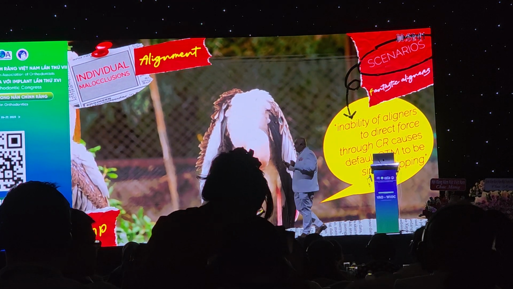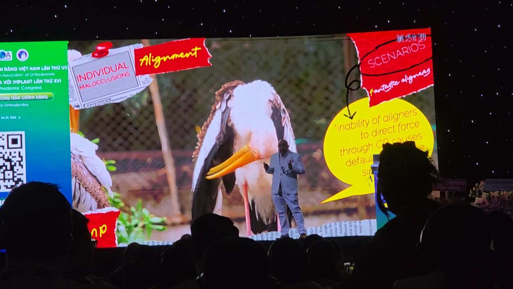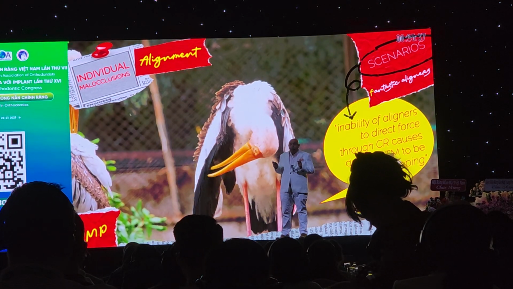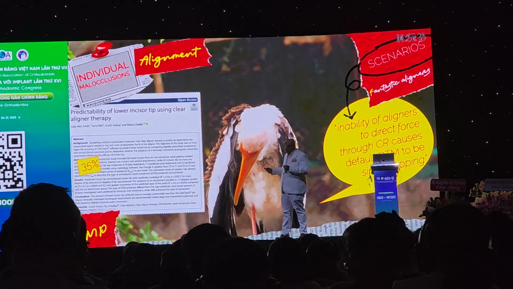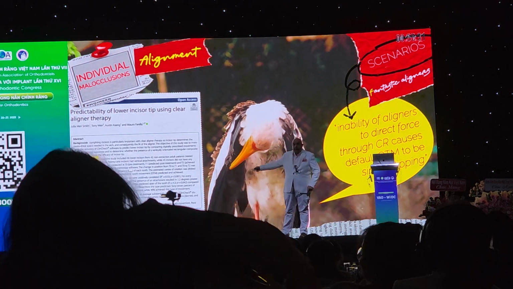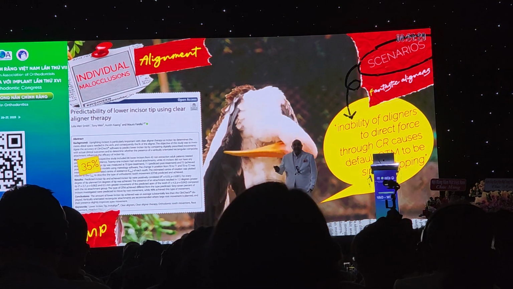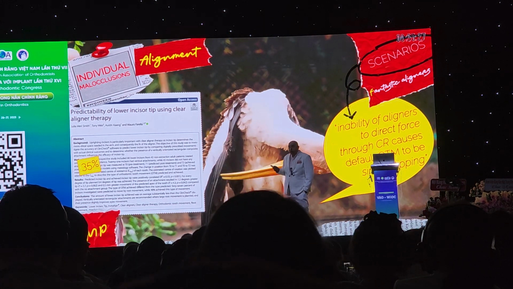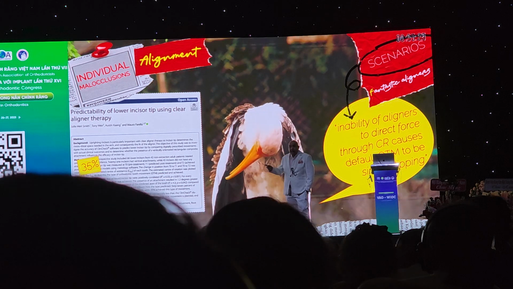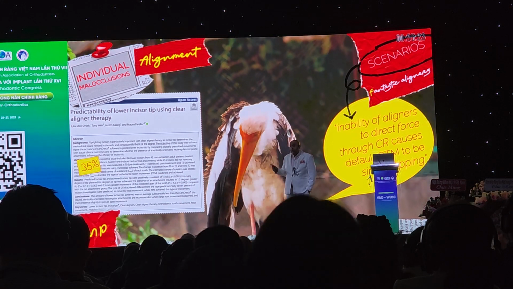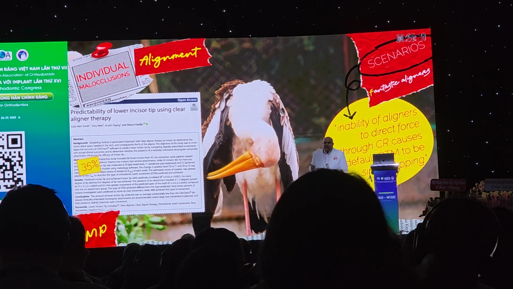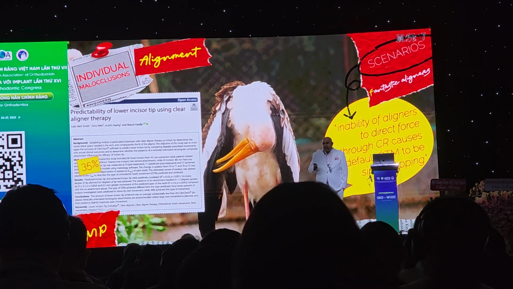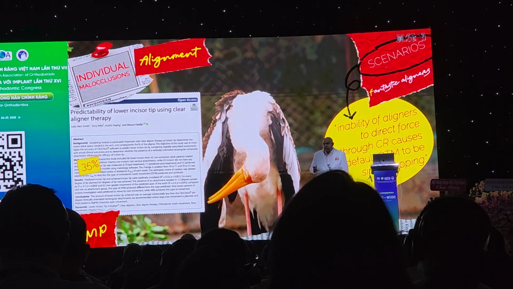Effectively, you are not directing forces through the center of resistance. So uncontrolled tipping happens to be your default tooth movement. And do we see that in clinical data? Well, this was a paper from a group in Australia and New Zealand, and you see even the simplest tooth movement, which is lower incisor tip, you have a mean efficacy percentage of around 35%. Well, probably they do a little better at torque, if they don't do as well in terms of tip. Let's have a look at that too.